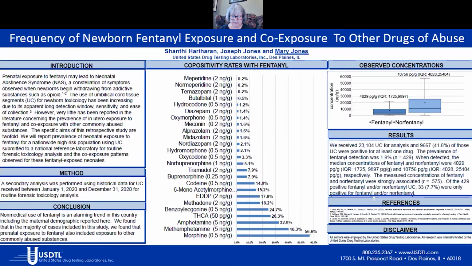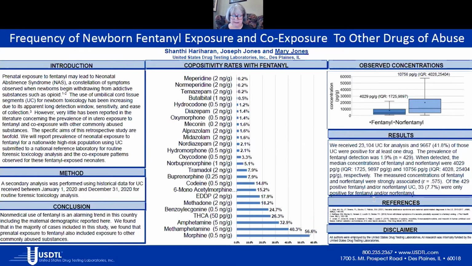So the specific aims of this retrospective study were to report the prevalence of fentanyl exposure and co-exposure patterns to other drugs of abuse. Now keep in mind, our umbilical cords come from a high-risk population. These cords are collected when there are red flags at delivery or the baby is in some kind of distress in the NICU.